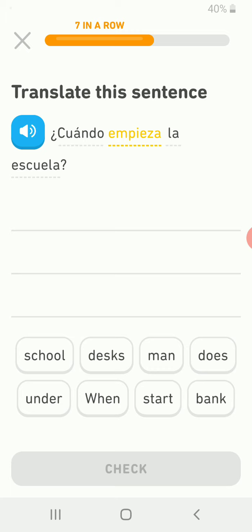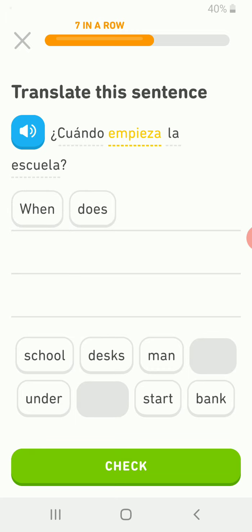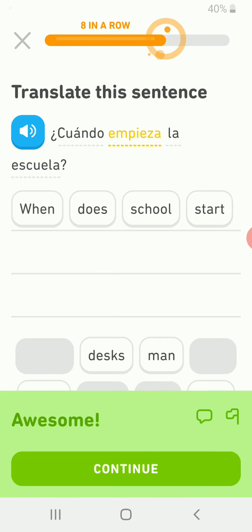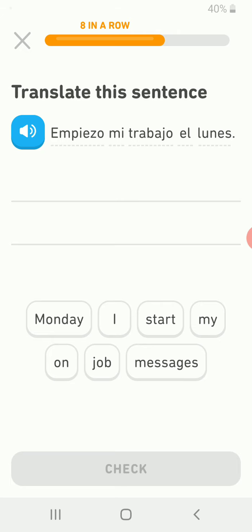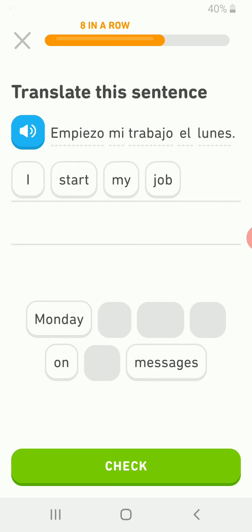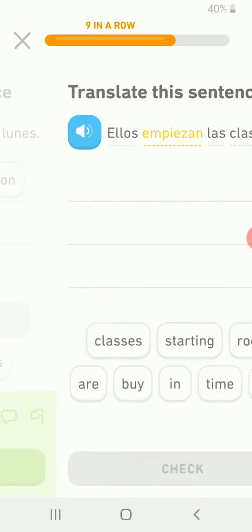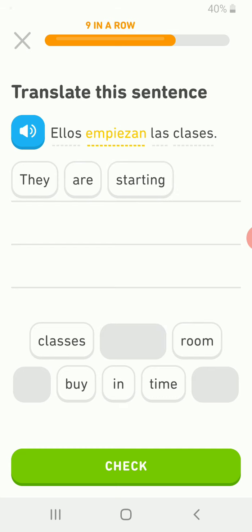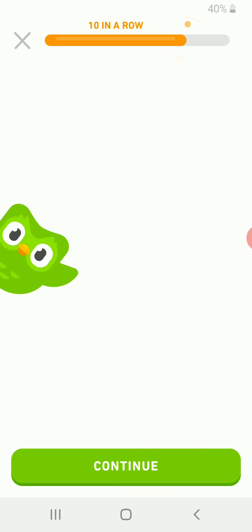¿Cuándo empieza la escuela? When does school start? Empieza. Empiezo mi trabajo el lunes. Empezar, empiezo. I start my job on Monday. Ellos empiezan las clases. So they are starting classes.